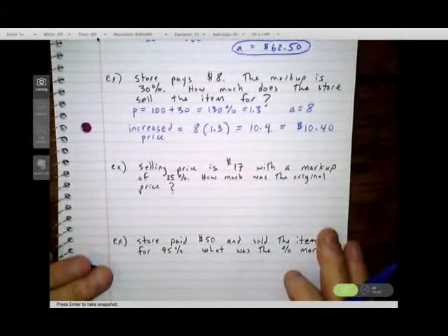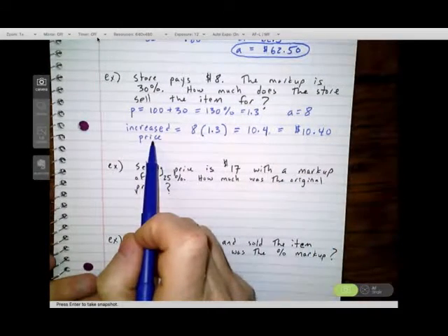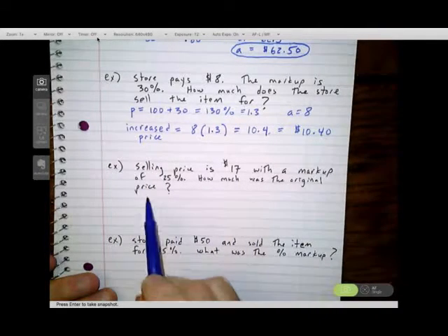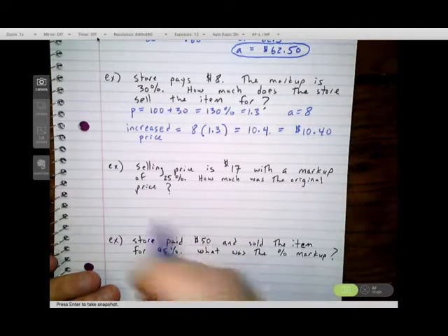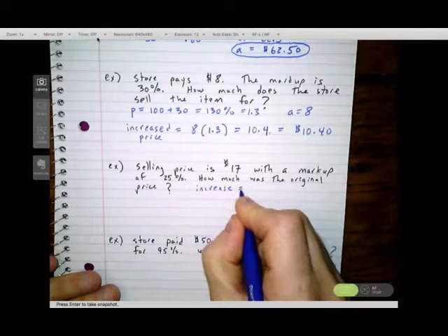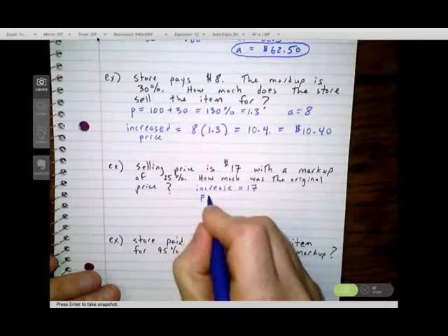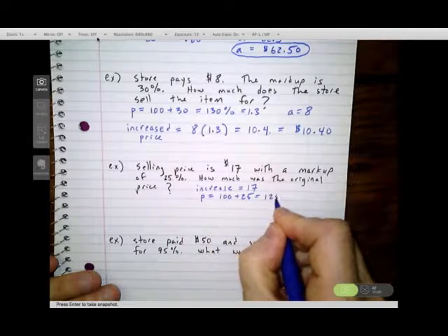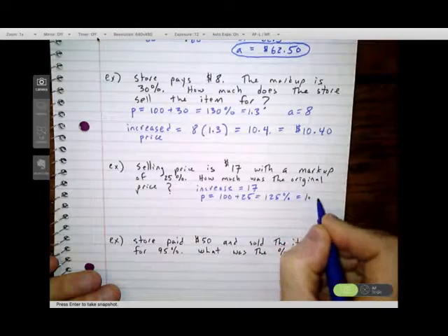Okay, so again, just like before, we're going to be looking for different variables. Here we found the new price, the increased price. In this problem, it says how much was the original price, so we're going to find A, the original price. The increased price was 17 bucks, and the markup is 25%. So our P in our formula is going to be 100 plus 25, which is 125%. If I move the decimal 2 places to the left, I get 1.25.